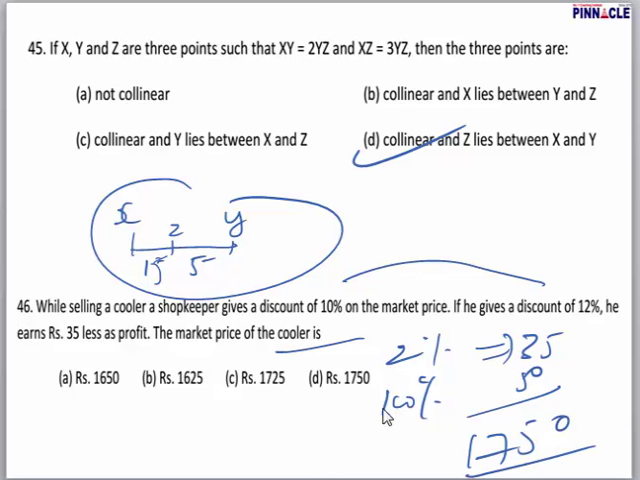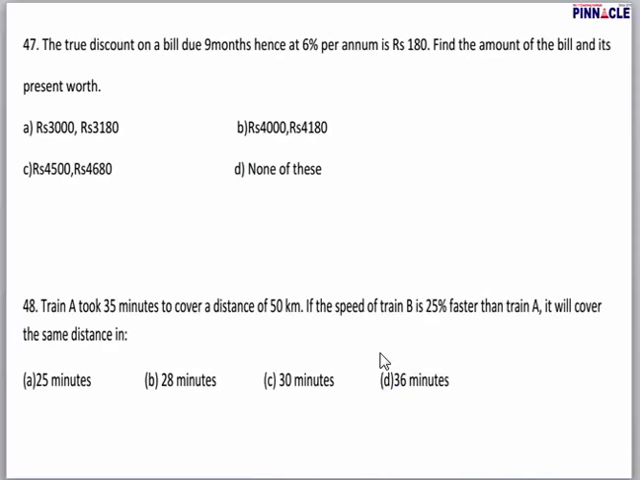1750 should be the answer. D is the answer in this case. Next question. Question number 47. The true discount of a bill due 9 months hence at 6% per annum is 180. Find the amount of bill and its present worth.